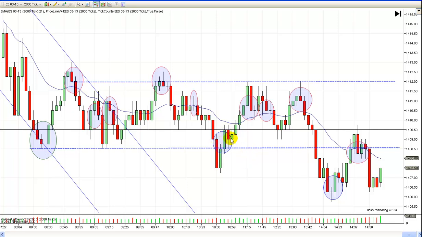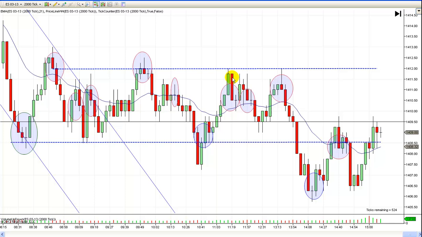You really needed to enter here or not enter. But if you entered here, your runners were safe, and you could have ridden this to the high. You exit right here, and then you're looking for a short. I probably got a little bit ahead of myself here, but you can't ignore this bar. It's coming off these highs. It's very bearish. It opens on its high and closes on its low.